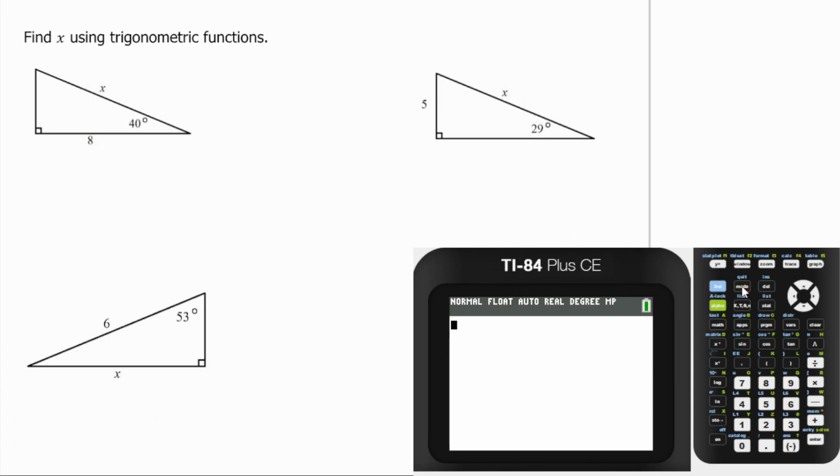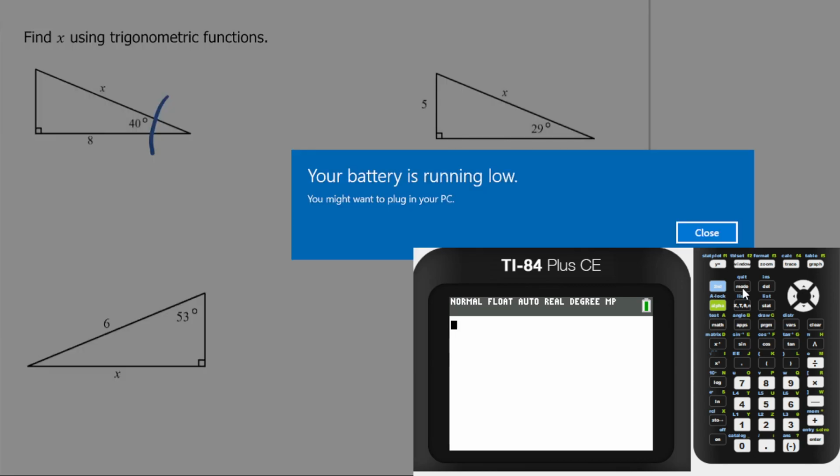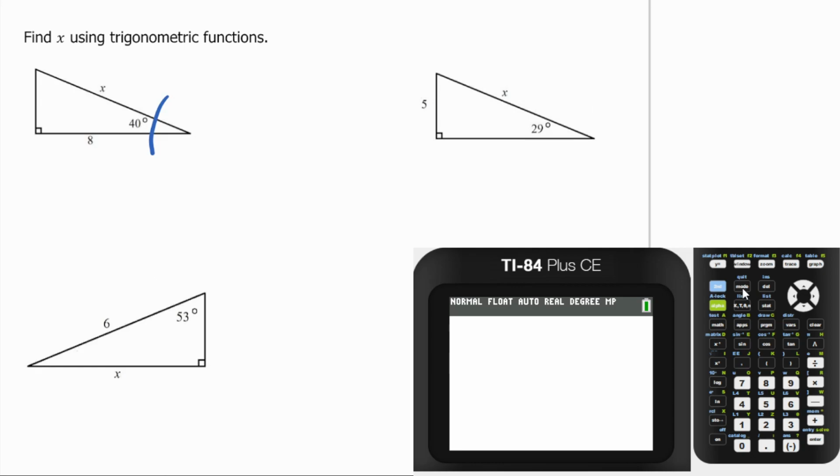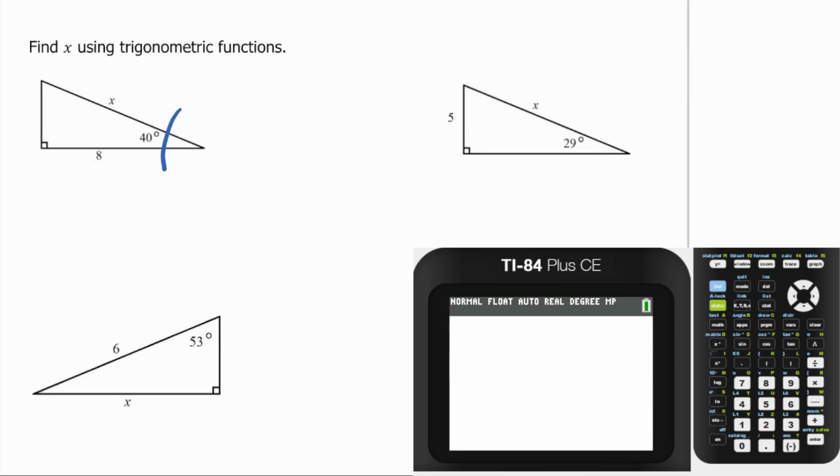Okay, so we're going to quit out to the main menu. I'm going to work this top left one. We just have to set up a ratio that has an x in it, and solve. I've got this angle right here, and I've got a leg and a hypotenuse. Oh no, my PC battery is running low. I have to plug that in. So if I've got the adjacent leg and the hypotenuse, SOHCAHTOA, that's going to be cosine. So I use cosine. Cosine of 40 degrees is equal to adjacent, that's 8, divided by hypotenuse, which is x. I'm going to solve this equation for x.